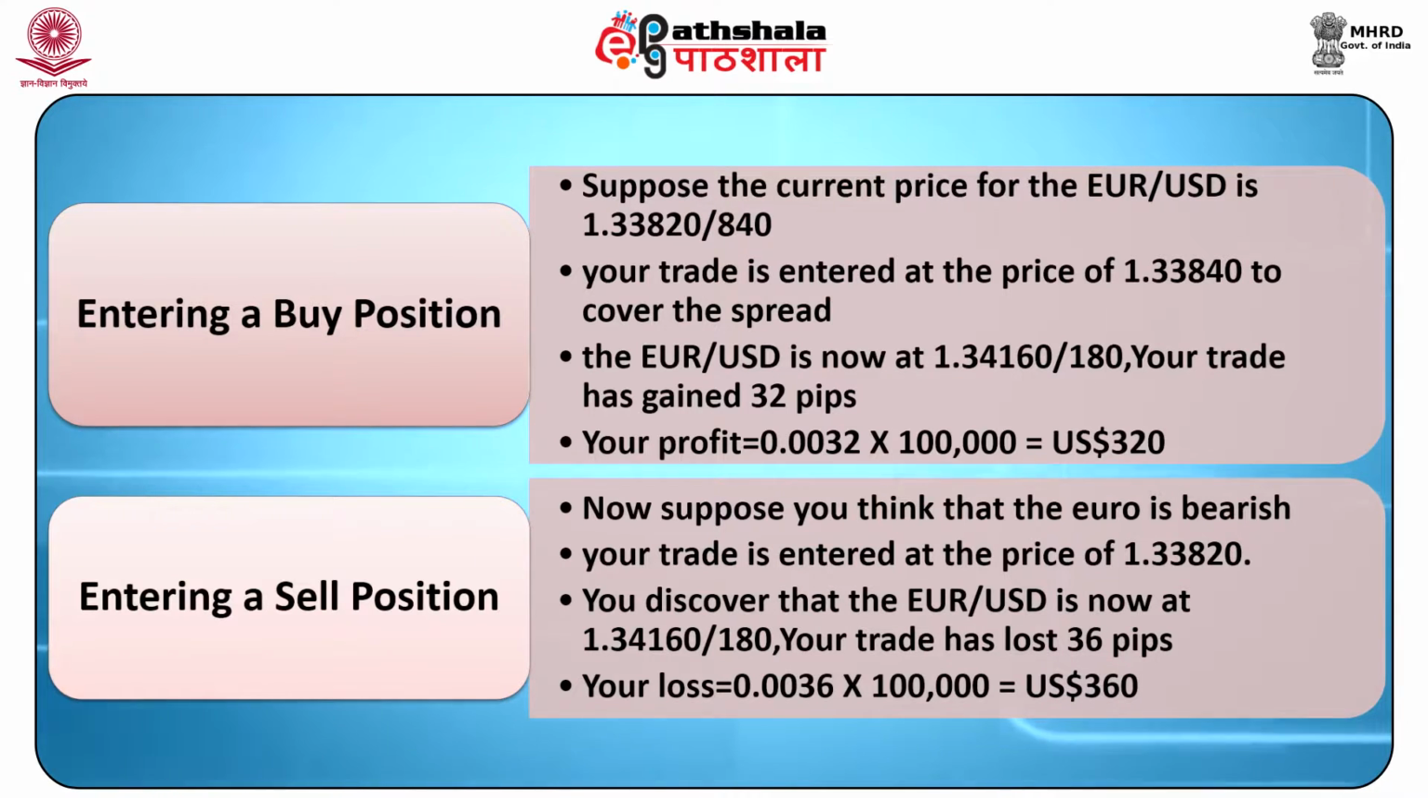You look at your position later in the day and discover that the euro/USD is now at 1.34160/180. Your trade has lost 36 pips. You decide to close your position at the current buy price of 1.34180 to cover the spread and accept your losses. So, your loss is equal to 0.0036 into 100,000, which is equal to $360.